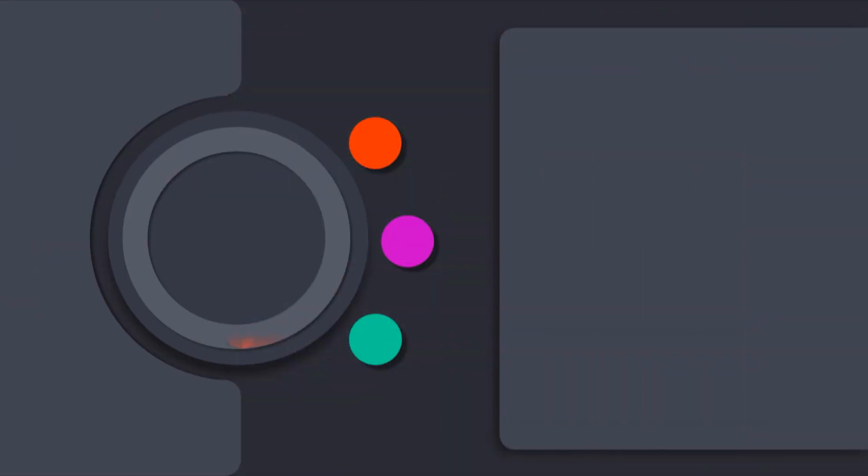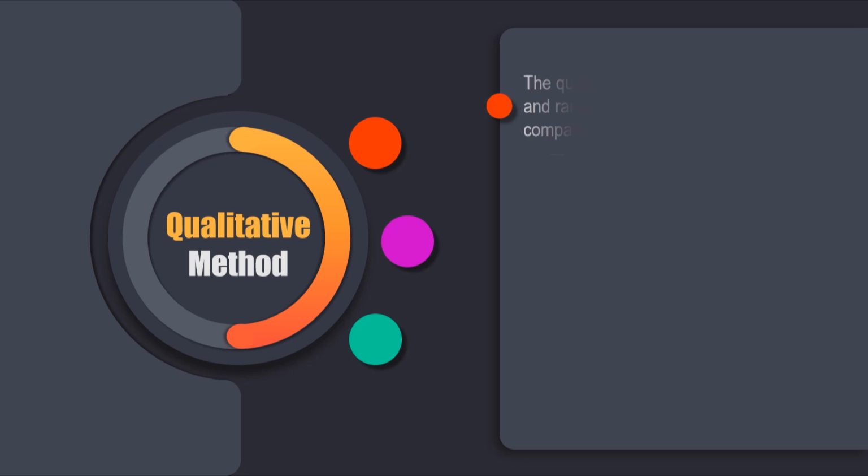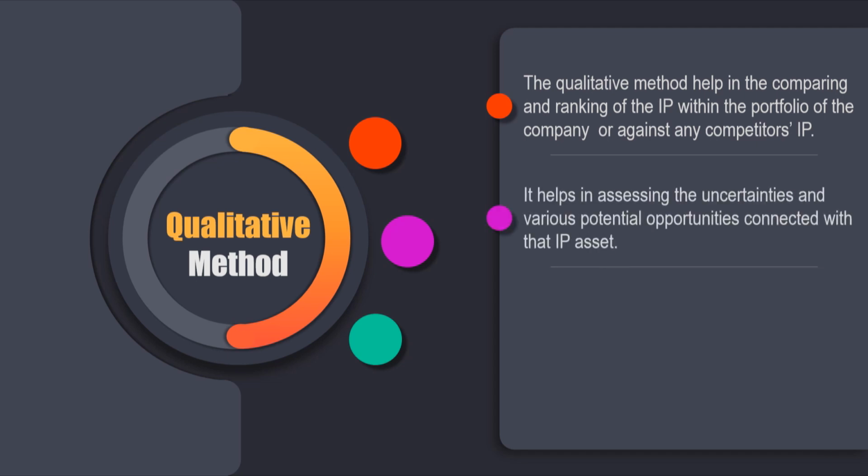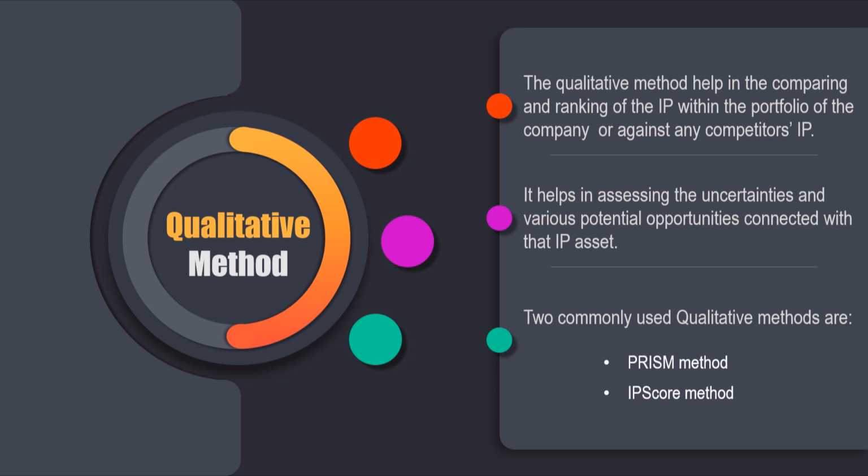Now, the second technique which is used for IP valuation is the qualitative method. The qualitative method helps in the comparing and ranking of the IP within the portfolio of the company or against any competitor's IP. It helps in assessing the uncertainties and various opportunities connected with that particular IP asset. Two commonly used qualitative methods are PRISM method and IP score method.